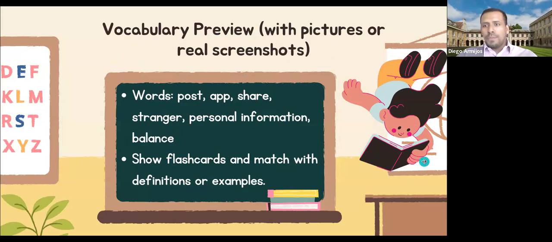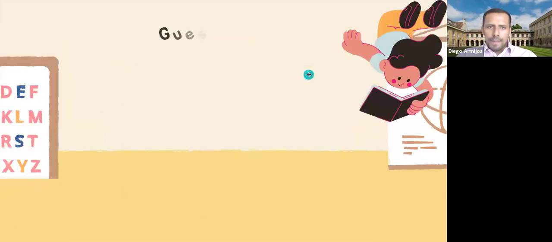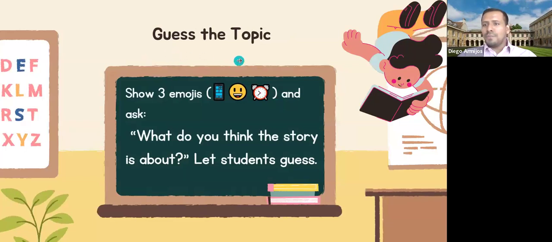Now, let's continue with the third one. Here we have guess the topic. Before reading, we can make students guess the topic. It depends on the level of the students as well, but this activity was created for A2 learners, B1 low, something like that, okay? So we can show students three emojis like this and ask, what do you think the story is about? Just by showing the emojis, the students can guess what the story is going to be about, okay?